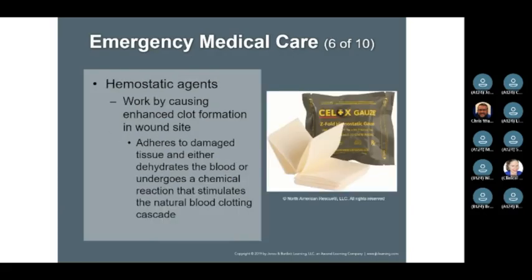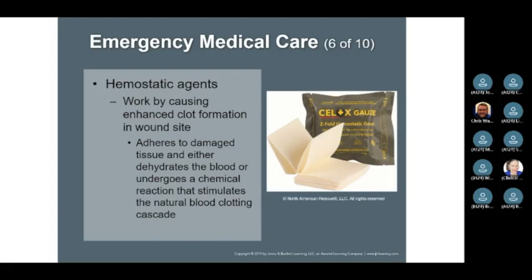Hemostatic agents work by causing enhanced clot formation in the wound site. That's your QuikClot. I don't know how many services actually have that. When I was on the truck, they had it and then they didn't have it. And then whenever I was on the aircraft, we had it. But I think it's dependent on what service you're with and what they order.